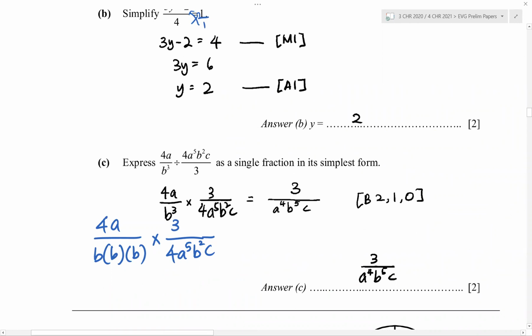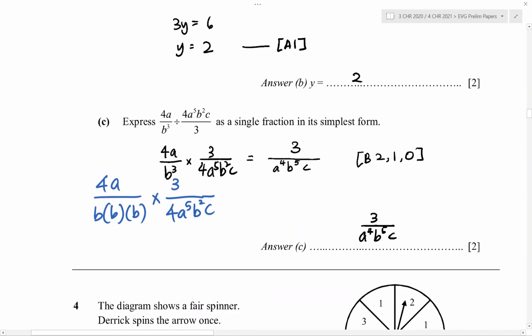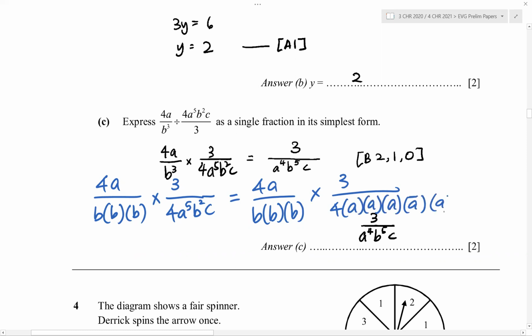Changhui, okay so far? Where's Changhui? Okay, keep, change, flip. That's where you divide by a fraction. Now, we're going to write a power 5, b power 2 separately. So 4a, b, b, b times 3 over 4, a, a, b, b, and c.